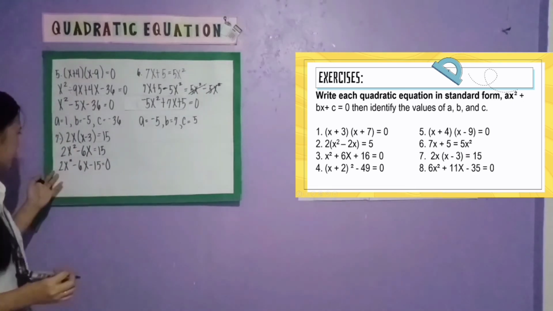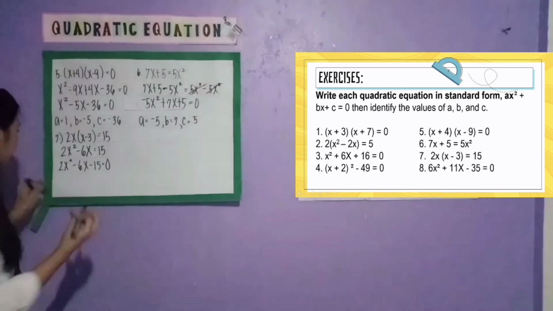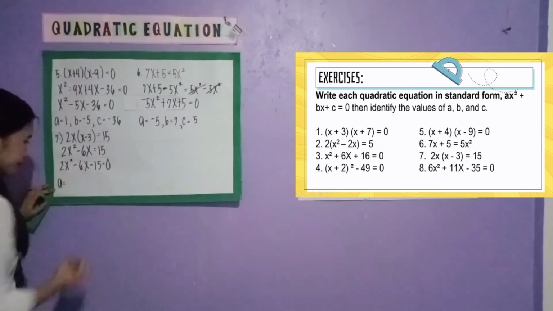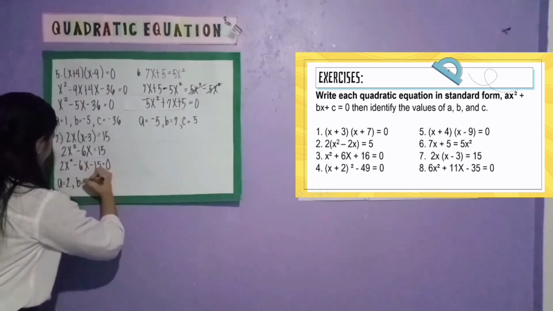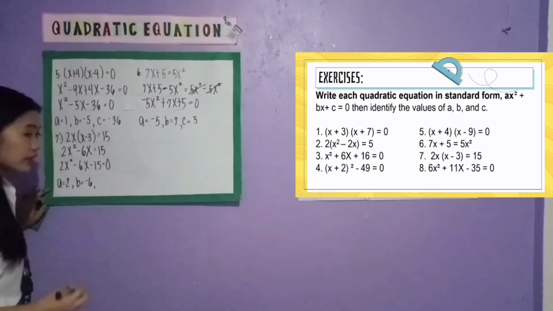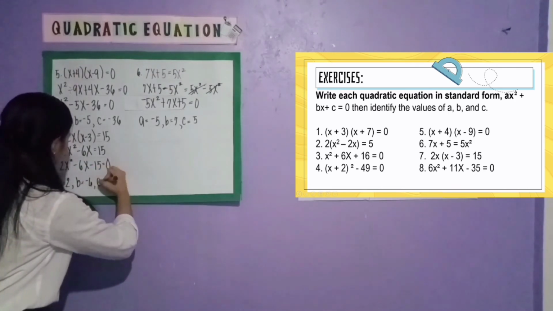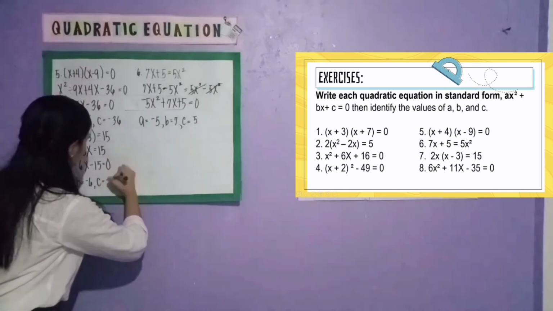So, we will get the values of A, B, and C. So, what is A? Okay, 2. B is negative 6. And finally, C is negative 15.